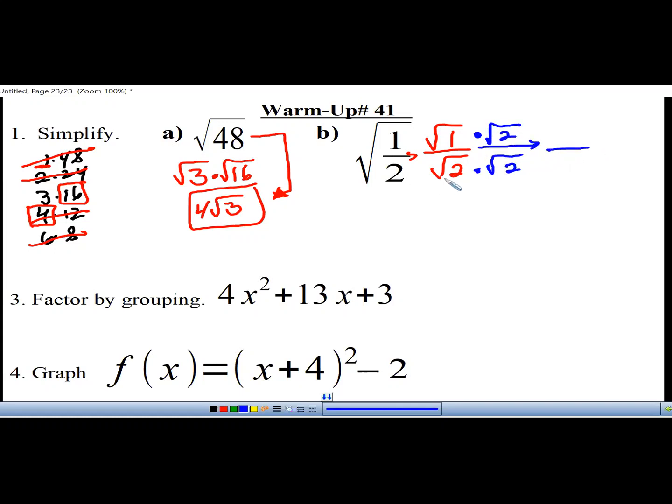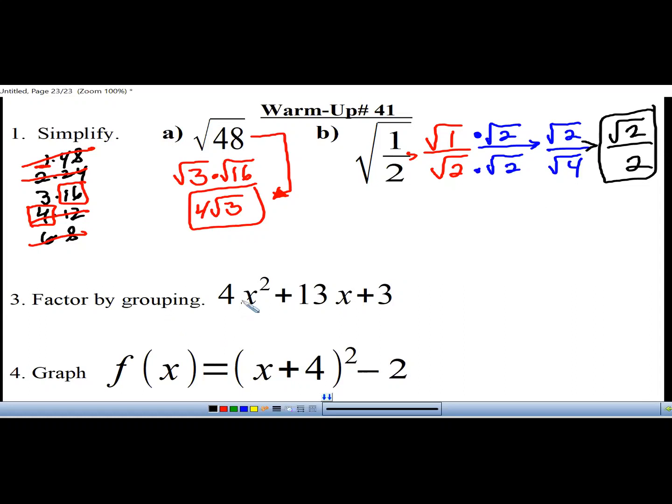So let's see what we have. 2 times 2, that's square root of 4 on the denominator. 1 times 2 is 2, that's square root of 2 on the numerator. Now let me simplify. Square root of 2 on the numerator, and then square root of 4 is 2. This is simplified. Does it come back to some of you? Yes, Mr. Q. All right.